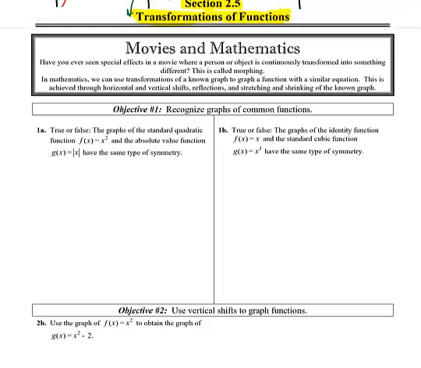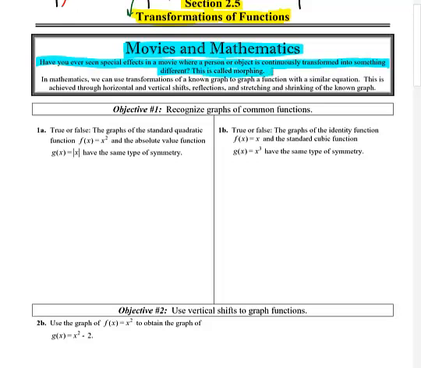Okay, let's see. What do they have to say? Their little intro here. Movies and mathematics. So they're trying to make math more exciting by tying it to movies, but you know, it's a stretch. So let's see. They say, have you ever seen special effects in a movie where a person or object was continuously transformed into something different? Yeah, I guess what I can think of is like a werewolf. Okay, this is called morphing.